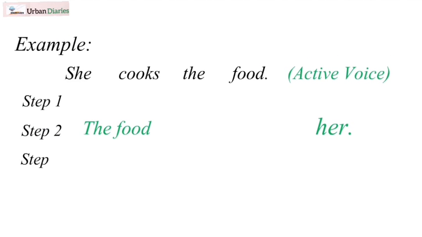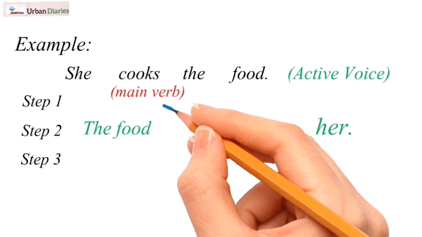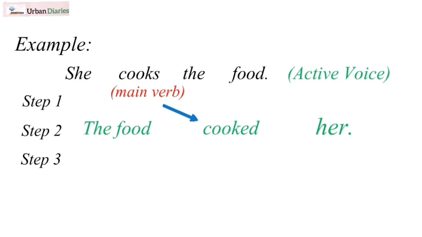Third, convert the main verb into third form of verb. Here in this sentence, we know that cooks is the main verb and we'll change it into third form, so it would be cooked. These 3 steps are easy and universal. That means every time when you will change any active voice to passive voice, the first 3 steps will be followed as it is. Now comes the 4th step, which is the most important step.